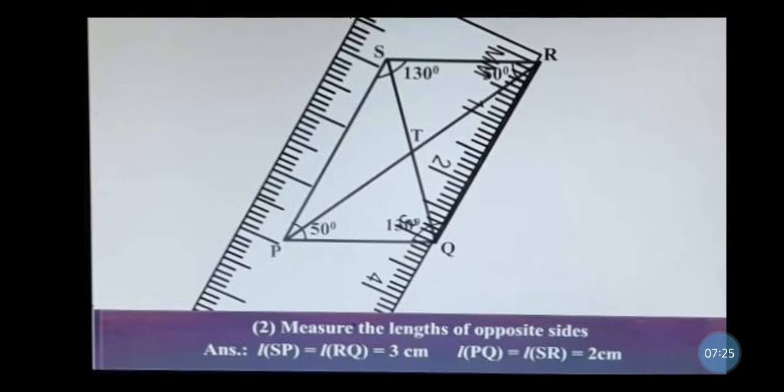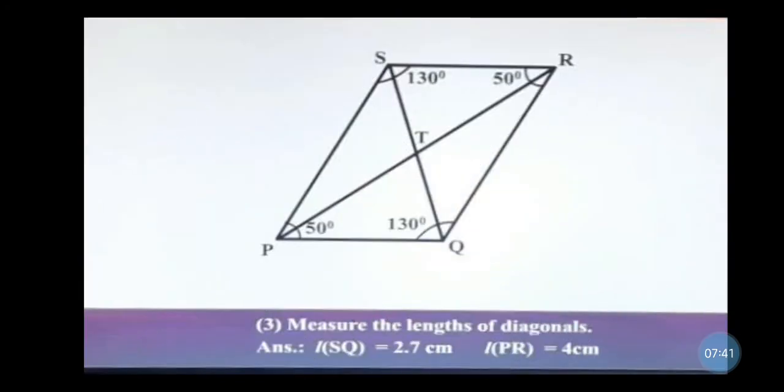Next question, measure the lengths of opposite sides. Length SP is equal to length RQ, which is 3 centimeters. Length PQ is equal to length SR, which is 2 centimeters. That means opposite sides of a parallelogram are congruent. Third, measure the lengths of the diagonals. SQ is equal to 2.7 centimeters. PR is equal to 4 centimeters.